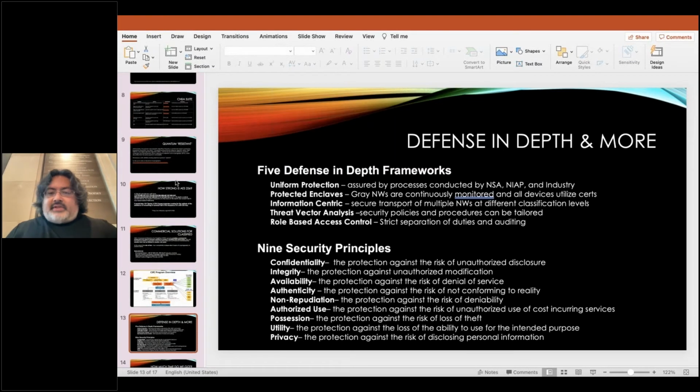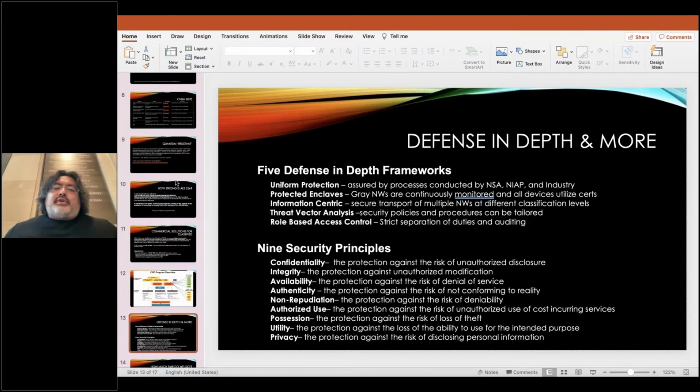Some of the other benefits of CSFC, it provides a lot of defense in depth. It actually incorporates 5 defense in depth frameworks of uniform protection, protected enclaves, information-centric, threat vector analysis, and role-based access control. All of those are baked into the CSFC program.